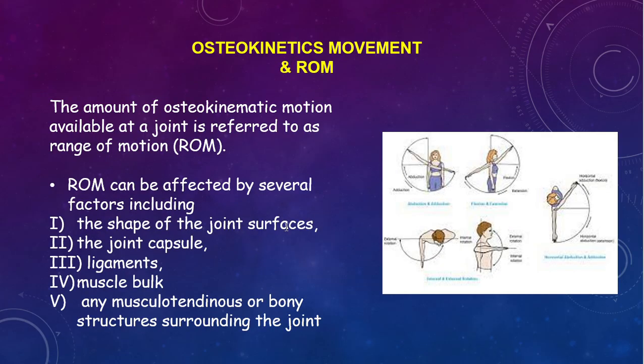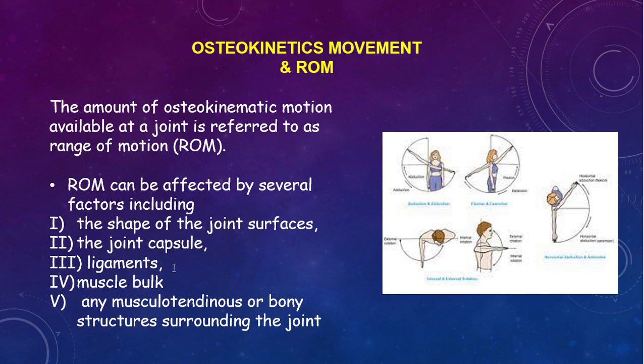Okay. Now, still talking about osteokinematics, movement of bone away from bone in our body could be limited by a lot of factors. For example, the shape of the joint. If the shape is distorted by inflammation or infection, the movement isn't going to take place. If the joint capsule is fibrosed, if it's inflamed, it's not going to allow the movement to take place easily.